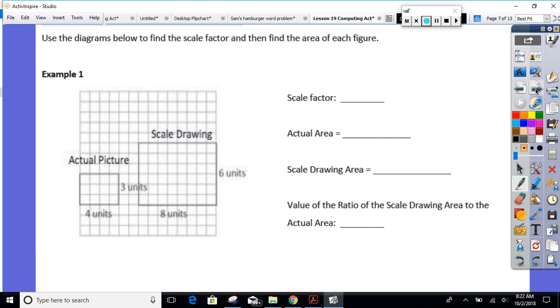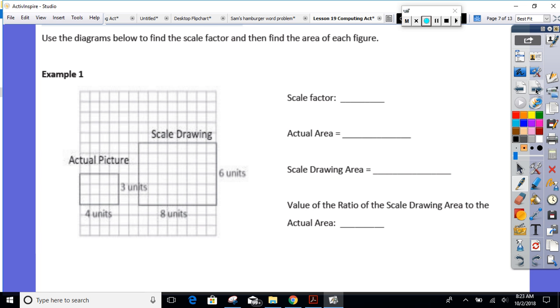The first thing says use the diagrams below to find the scale factor and then find the area of each figure. We're going to do example 1 together, and then I'm going to have you guys work on examples 2 and 3 on your own.